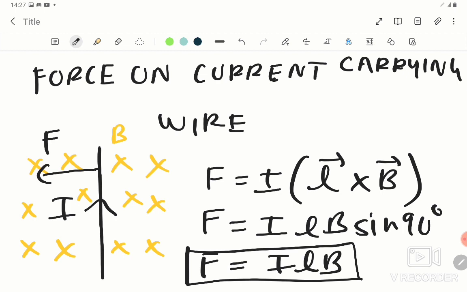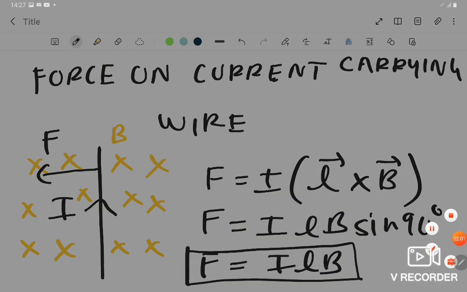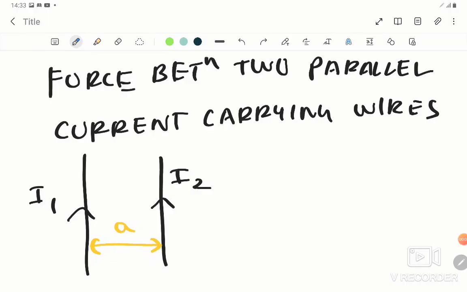So with this we have completed this slide as well. Let's move ahead to the next slide. Yes students, in this slide we are going to look at an interesting case of force between two parallel current carrying wires.